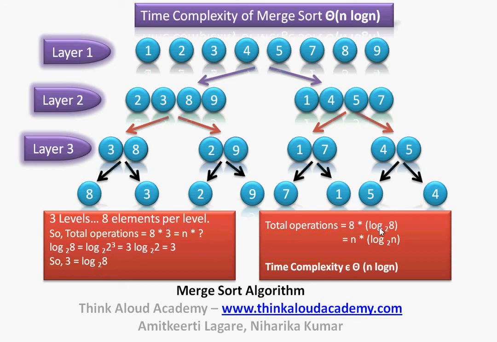What this effectively means is that the total operations happen to be 8 into 3, and 3 I can represent as log 8 to the base 2. So 8 I can say as n, and log 8 to the base 2 I can say as log n to the base 2. So the time complexity is n log n. I have n elements and 3 levels of operation, so it is n into log n, that is n into 3 levels. So this is the time complexity of the merge sort algorithm and the complete merge sort algorithm as such.